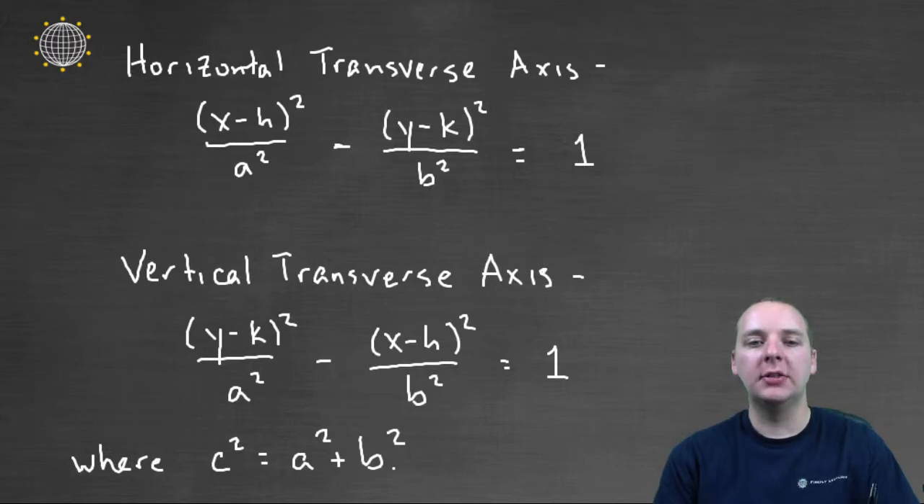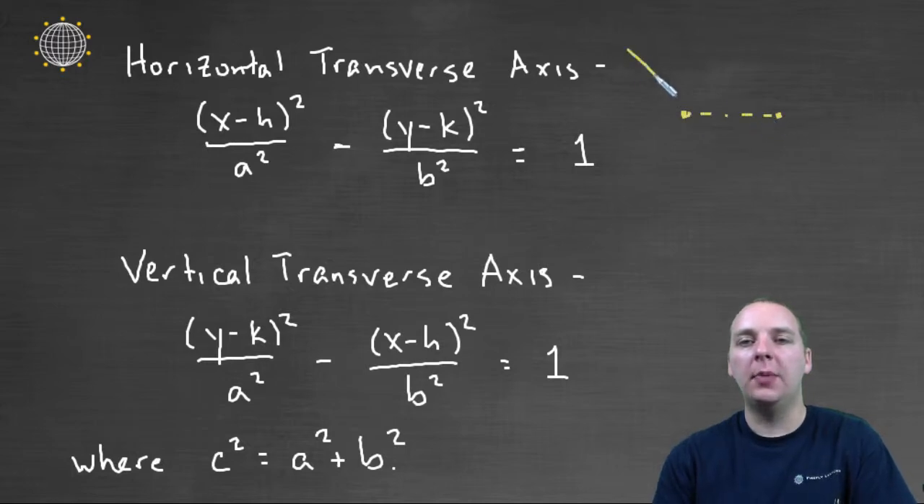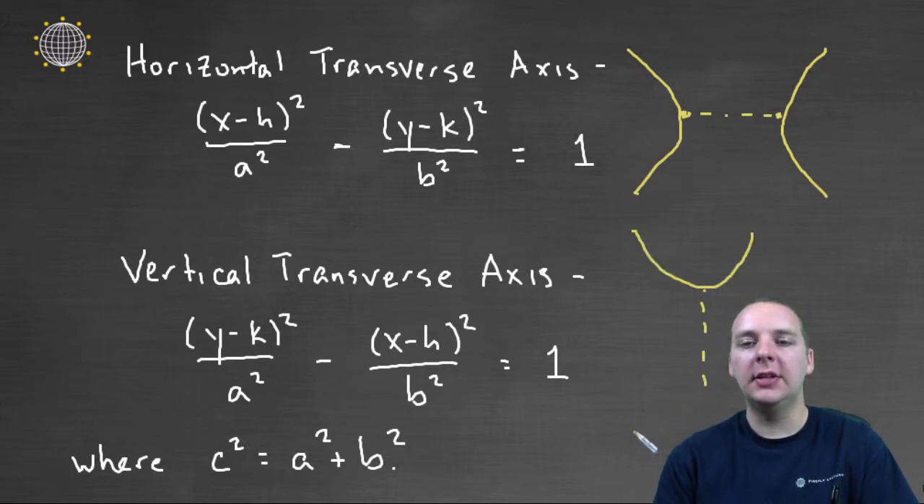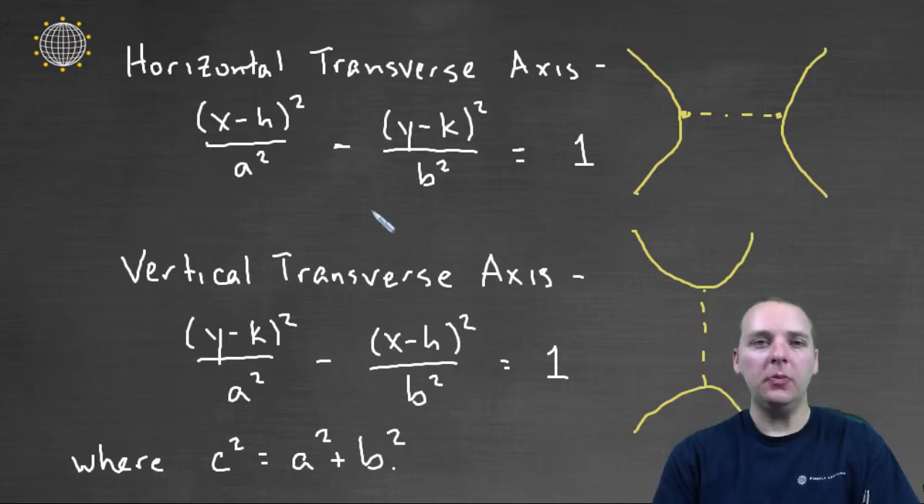A transverse axis, you recall, is a line segment between the two vertices. So if your transverse axis is horizontal, then your hyperbola would look kind of like this. And if your transverse axis was vertical, then your hyperbola would look like this. And students have a hard time remembering which is which because these equations look so similar. And so let me see if I can share just a quick little tip with you.